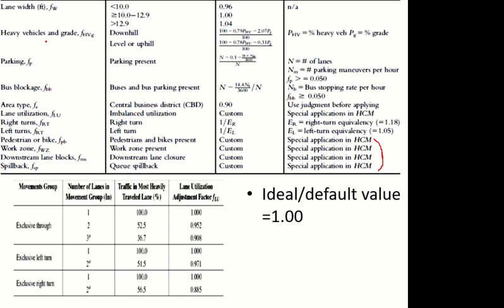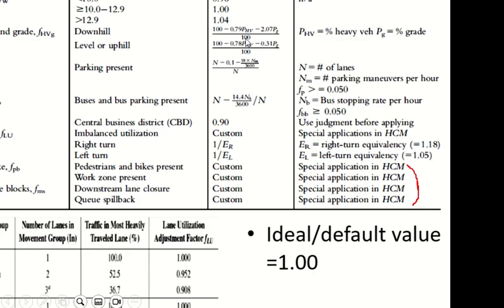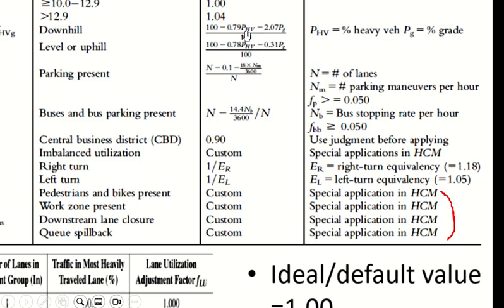The second factor was for heavy vehicle and gradient. If you are doing it for downhill condition, this is your equation. This is for level and uphill. So we have two equations. In both the equations, let me zoom in, we need percentage of heavy vehicles and percentage of the gradient.